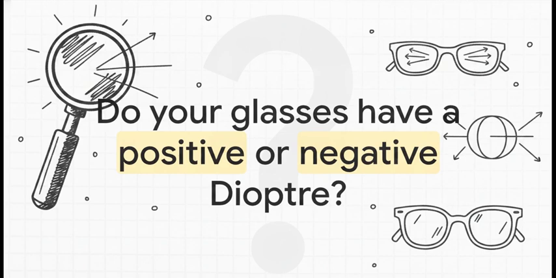The next time you pick up a magnifying glass, or hey, if you wear glasses, take them off right now and feel the edge profile. Is the glass thicker in the middle, or is it thicker at the edges? Based on the physical shape alone, do your eyes require a positive or negative diopter to see the world clearly?